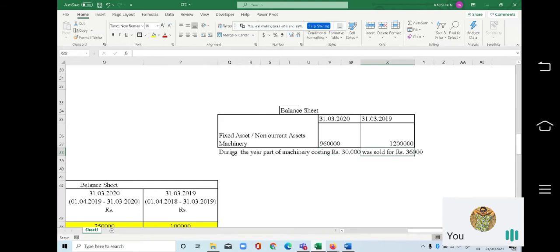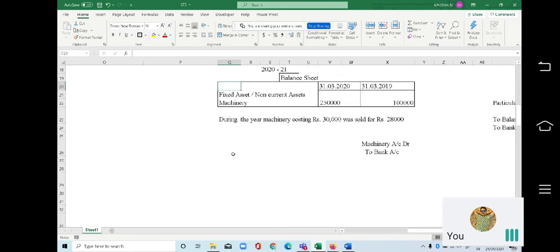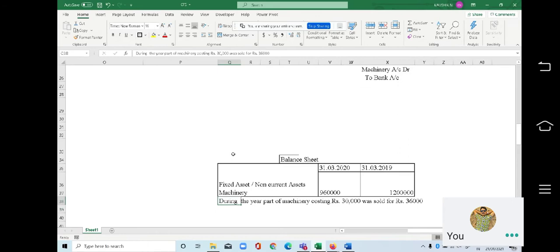Trading account? This sum is similar to the previous sum, look. You have a machinery, two years' value. In the last problem it was mentioned that during the year machinery costing 30 was sold for 28. In this problem, the balance sheet is given. From the balance sheet, we need to prepare what account I'm asking. By looking at this statement, what account do we have to prepare for CFS?